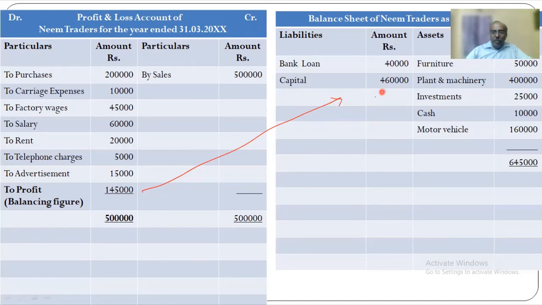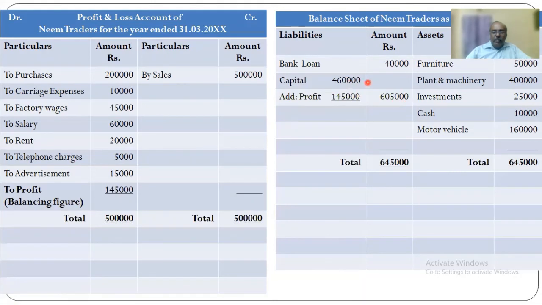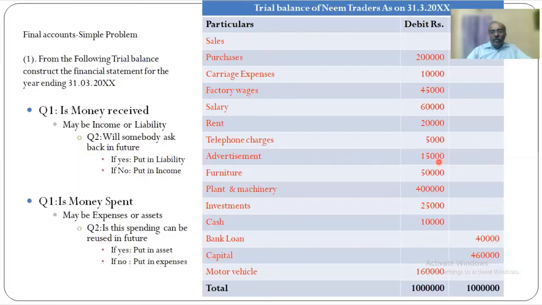So we are supposed to add this 1 lakh 45,000 along with the proprietor money. We put 1 lakh 45,000 and the 4 lakh 60,000 in the inner column, add it, and it becomes 6 lakh 5,000, that is the capital. Now with this you add the bank loan also, and the total is 6 lakh 45,000. Now the balance sheet is tallied, both assets and liabilities become equal. So in that case, the final accounts come to an end. This is how we can work out a simple final account problem.